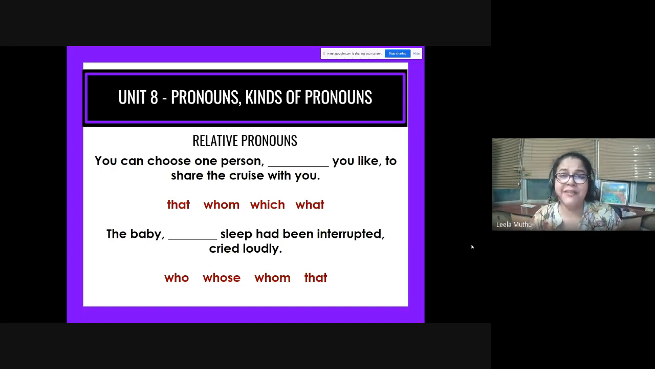You have to hold them and you have to rock them, and sometimes they go to sleep or they stop crying quickly, sometimes not very quickly. But anyway, you have to have a lot of patience.